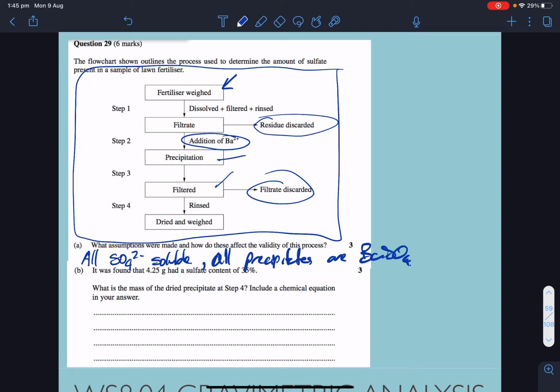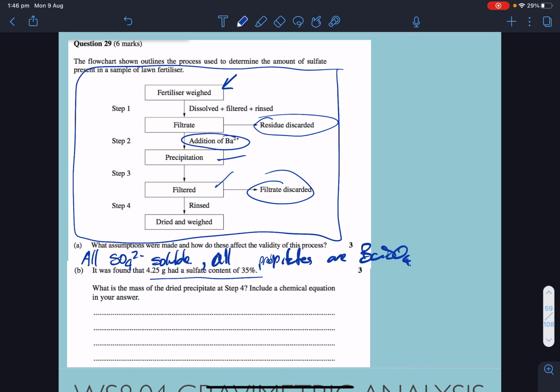It was found that 4.25 grams had a sulfate content of 35%. Am I writing this? Have I got that right? Yep. Okay. What is the mass of the dried precipitate at step 4? This is backwards. I like this one.